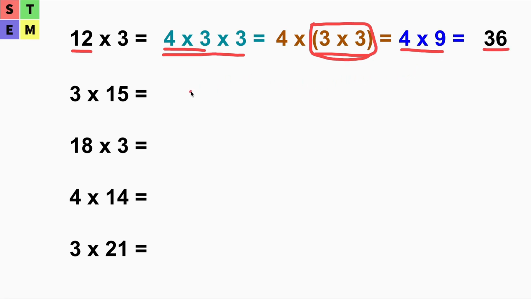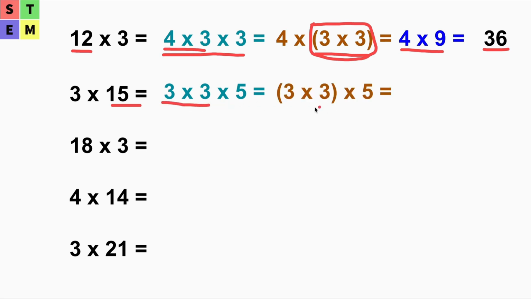Right, so let's take a look at our second example. We got 3 times 15. Okay, and we can do it with 3 times 3 times 5, right? So it is much more obvious in this case compared to our last example. We can do 3 times 3 first, which gives us 9, right? And then we do 9 times 5, and we got 45, right?